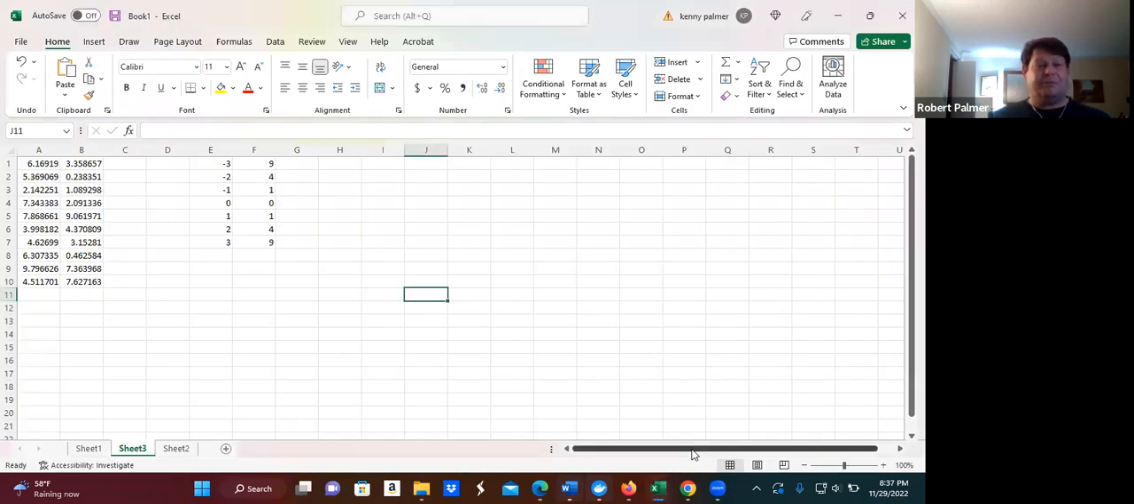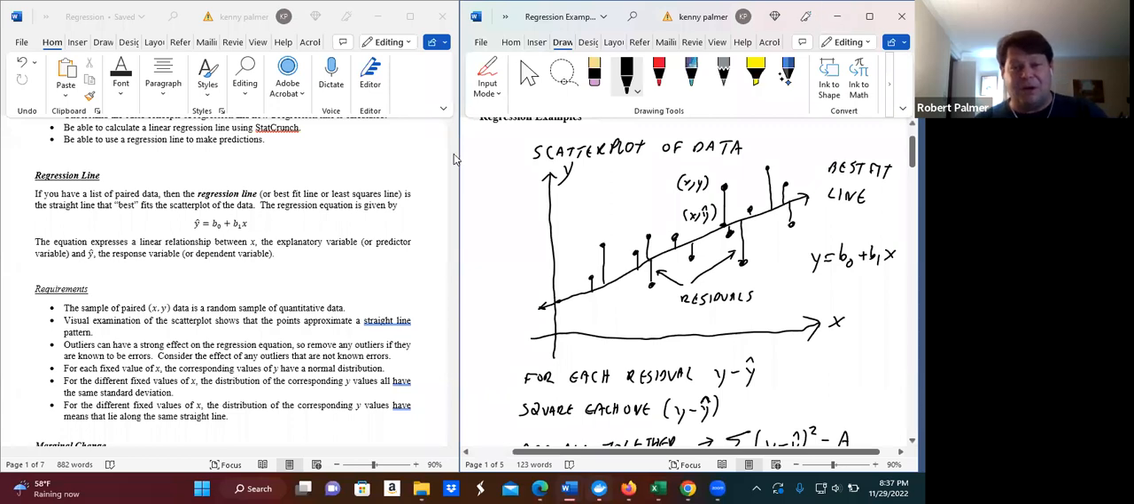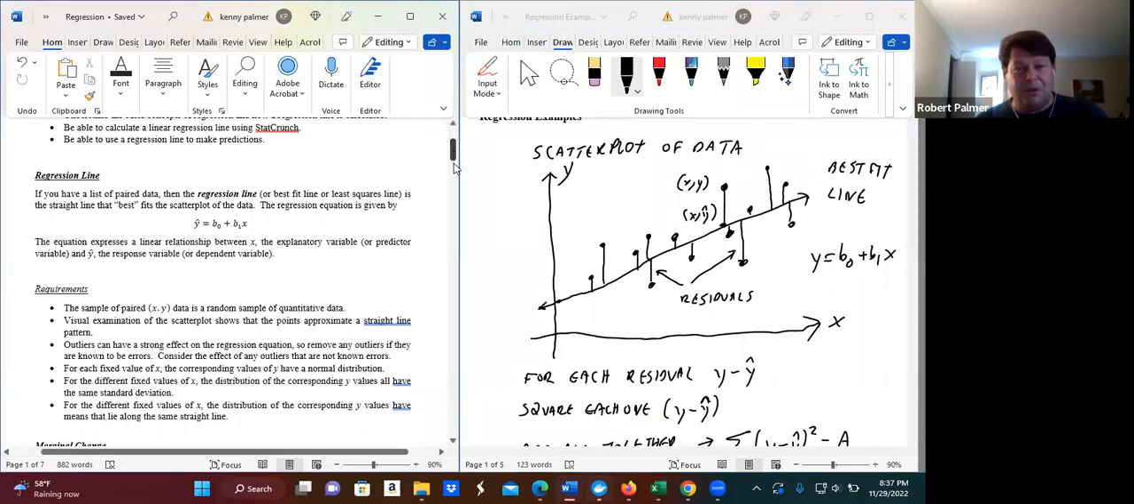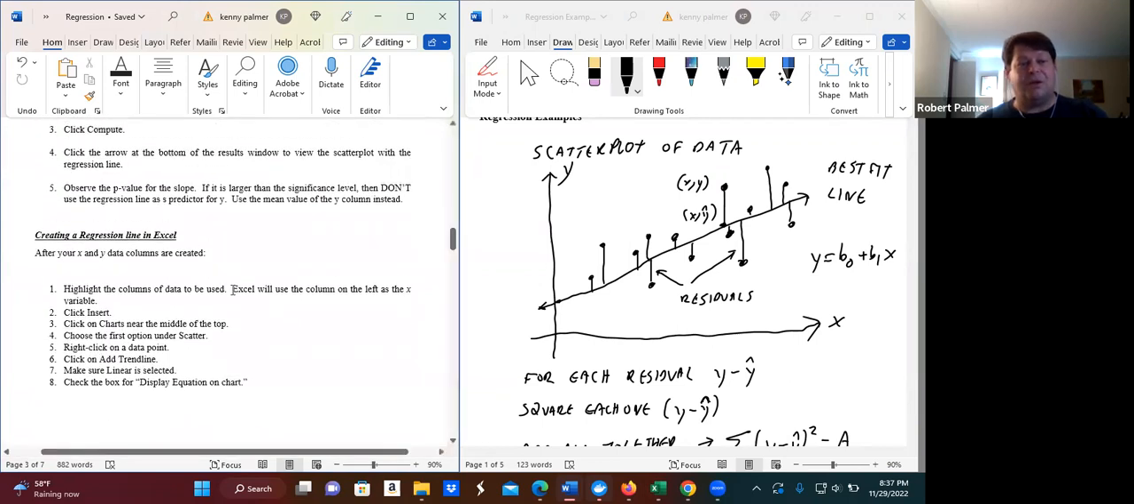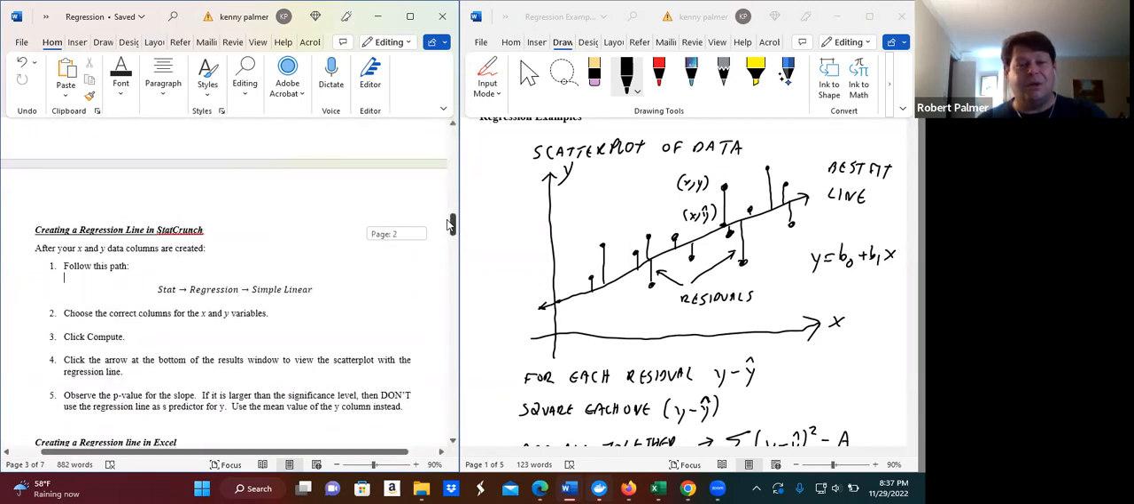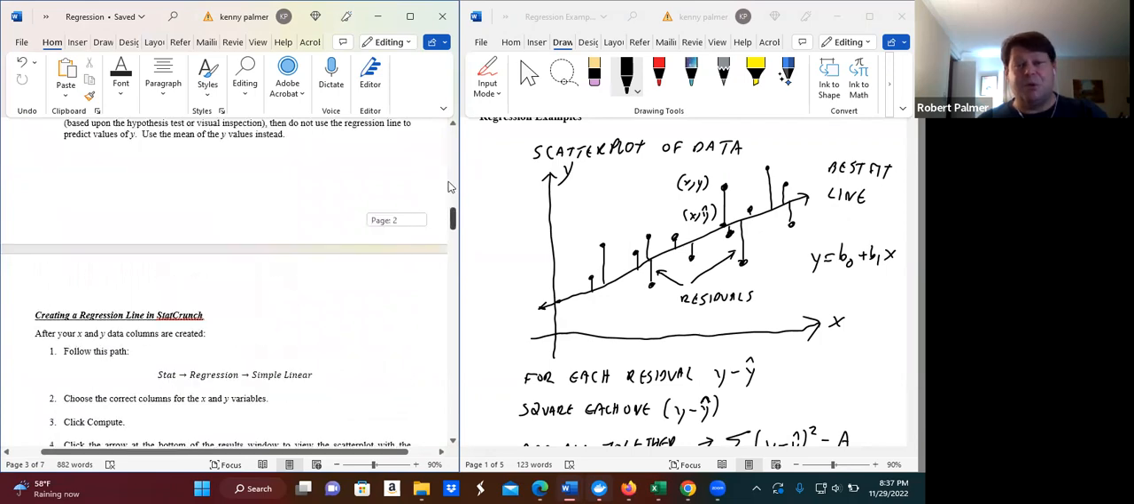Let's go to Excel briefly, and I'll show you how to do a best fit line. I have a few columns of data here. These first two columns of data are actually random numbers between 0 and 10. I'm going to create a best fit line in Excel, and if you look further down in my notes, it explains how to do this. I tell you in words how to do this with Excel, and also in words how to do this on StatCrunch, which we'll do in a moment.